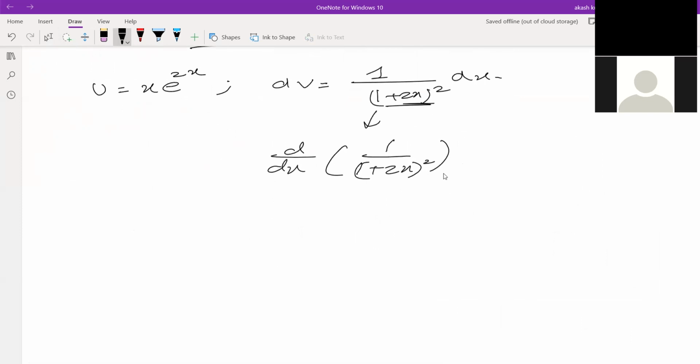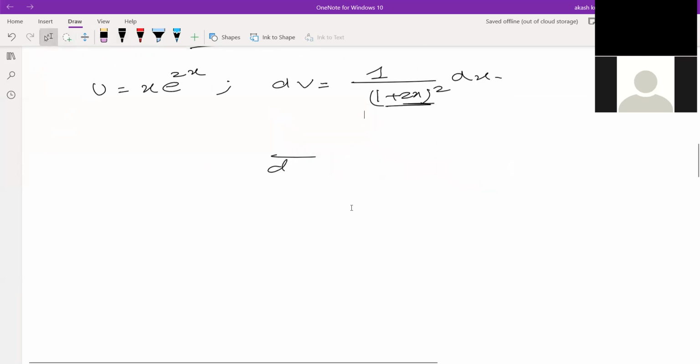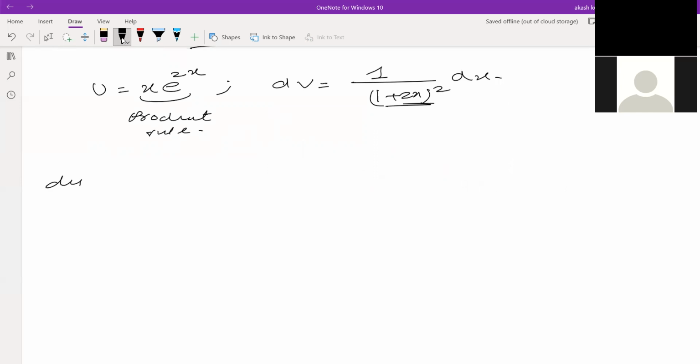Okay, so our u function is the multiplication of x and e raised to the power 2x. It means we have to apply a product rule here to differentiate it. So du is equal to, do you remember the product rule of differentiation? The product rule, I mean when two functions are multiplying.